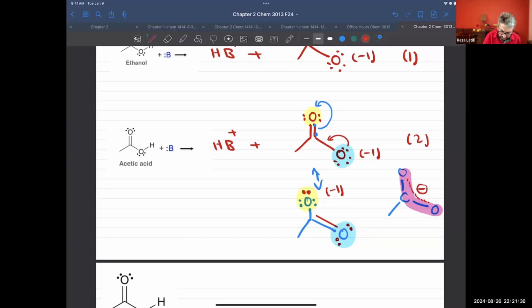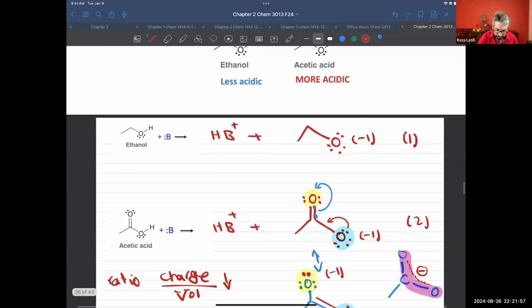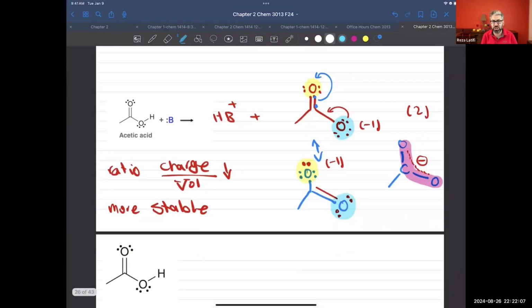Remember what we said about the ratio of charge to volume. If this goes down, the system will be more stable. The charge is not changing, it's -1, but the volume changes. For the first example, we have only 1 atom. The negative charge was located at just 1 oxygen, so -1 over 1 oxygen. Now -1 is distributed over 3 atoms, and because the volume gets bigger, the system will be more stable.